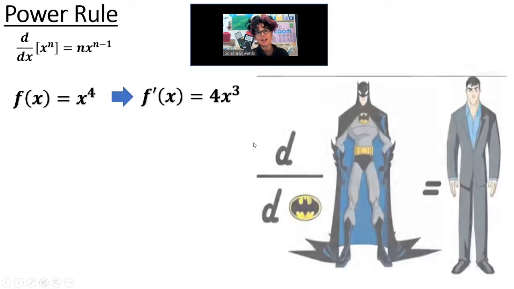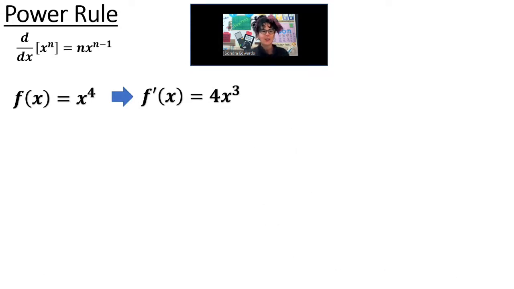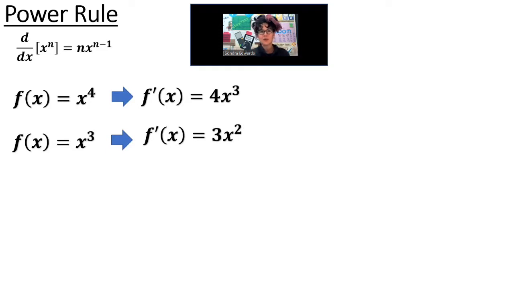That was so crazy fast. All right, let's try another one. If I want to use the power rule instead of that limit definition, the 3 moves to the front and we subtract 1 off the exponent. And there's our derivative.